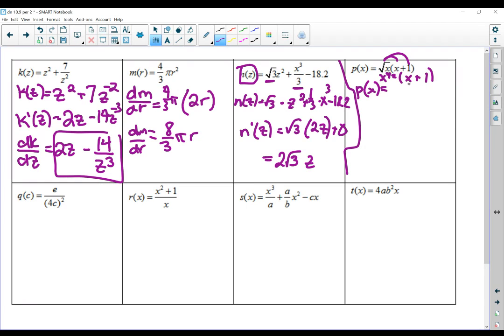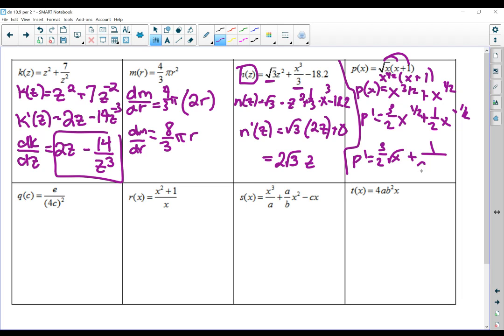x to the half times x, I would add the exponents. That's going to make that x to the 3 halves. And then 1 times x to the half is x to the half. So I went ahead and put it in fractional exponent form so that I can take my derivative here and get 3 halves x to the 1 half plus 1/2 x to the negative half. And then if I were to clean that up, it'd just be 3 halves square root of x plus 1/2 square root of x. I tend to change the fractional exponents back to square roots because I like square roots better.